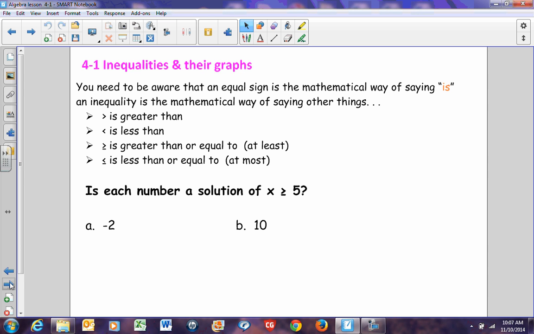The first symbol here is greater than. The second symbol, when it's pointing to the left, is less than. If you put a line underneath the greater than symbol, that means it's greater than or equal to, otherwise known as at least. Okay, it's a very important phrase. This is the same thing as saying at least. If you put less than or equal to, it's the same thing as saying at most.